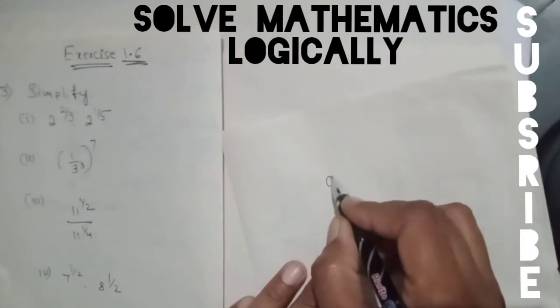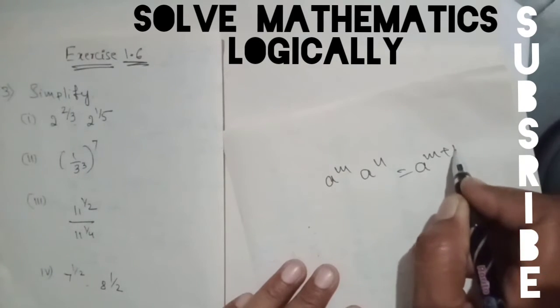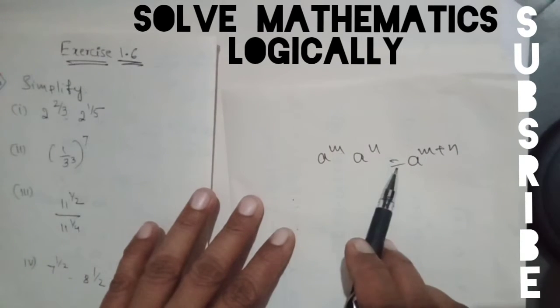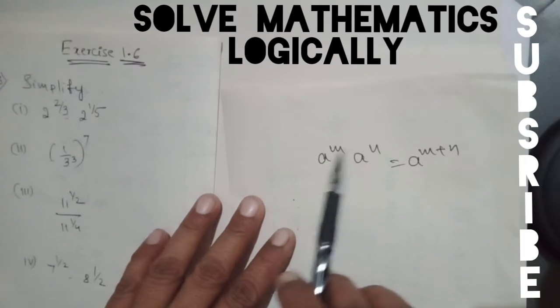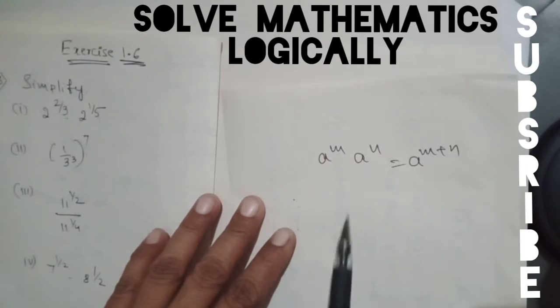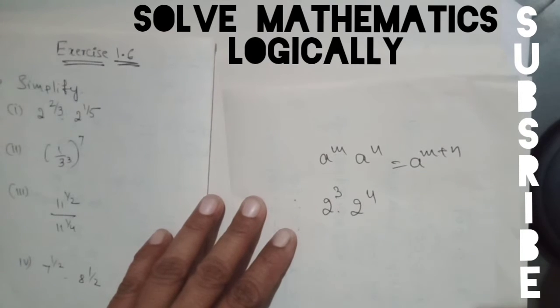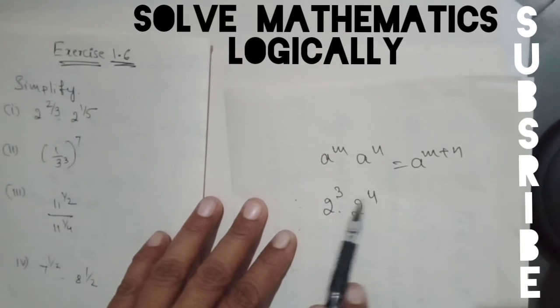Suppose a raised to m into a raised to n is equal to a raised to m plus n. Often your teacher says this one. What is the meaning of this? Suppose you have two numbers with different powers. Observe this: the powers are different but the bases are same. Suppose you have 2 raised to 3 and 2 raised to 4. These are called the bases. The bases are same and the powers are different.